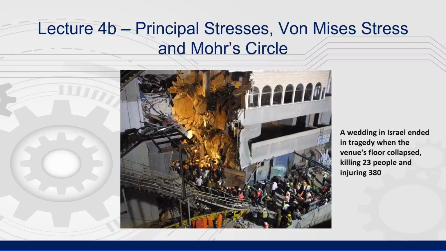Welcome to this introductory video for Module 4B. As typical, we start with an engineering disaster to review. On March 24, 2001, a large portion of the third floor of the Versailles Wedding Hall collapsed in Jerusalem. 23 people fell to their deaths through 2 stories, while another 356 were injured to varying degrees.